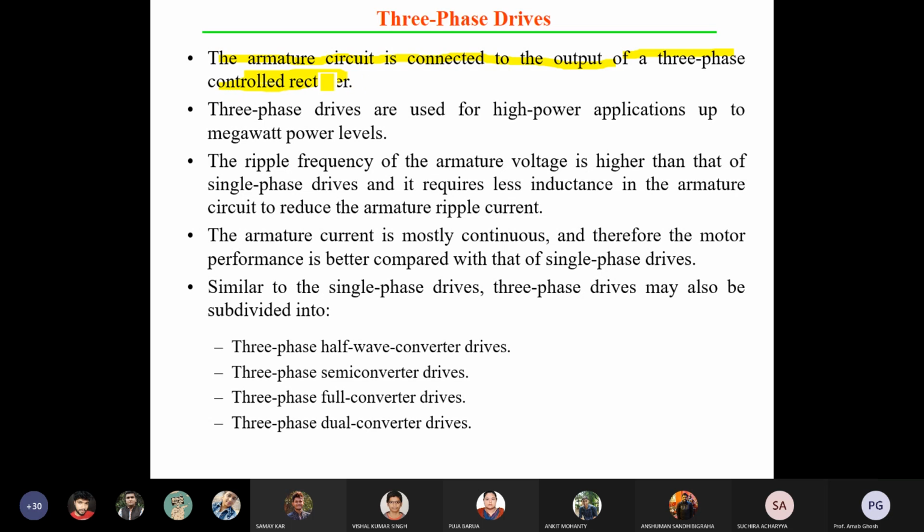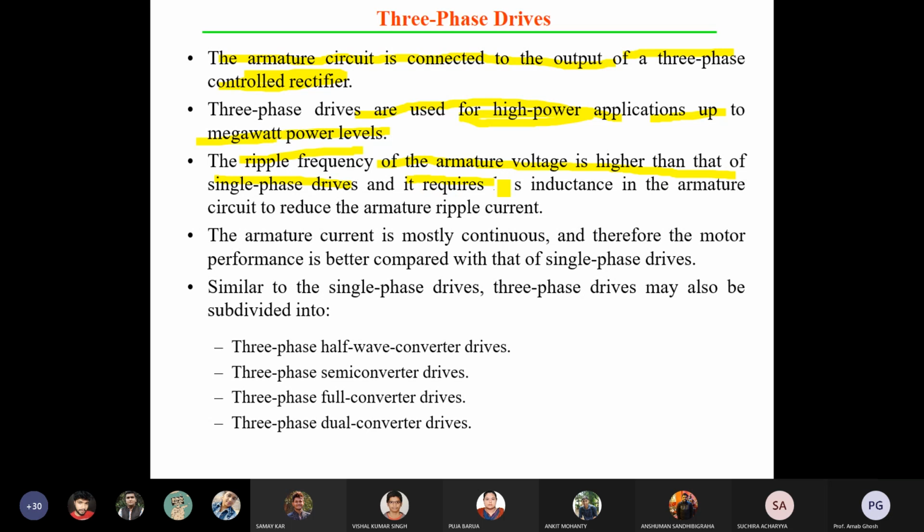Okay, the three phase drives are used for high power applications, which I have already discussed. So for high power applications, you are getting better utilization. Automatically the voltage level is high, up to the megawatt power level. The ripple frequency of the armature voltage is higher than that of the single phase drives. You can understand why: one third of your ripple frequency, that is 100 hertz, means almost 33 hertz it is coming.